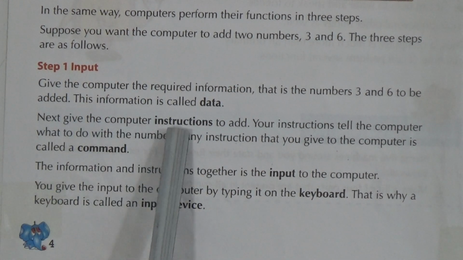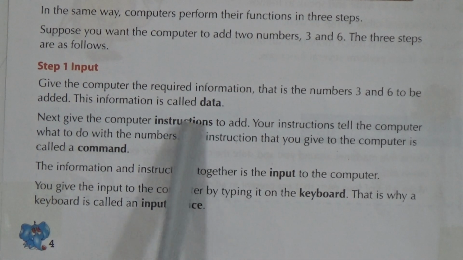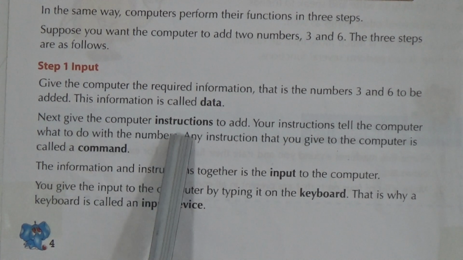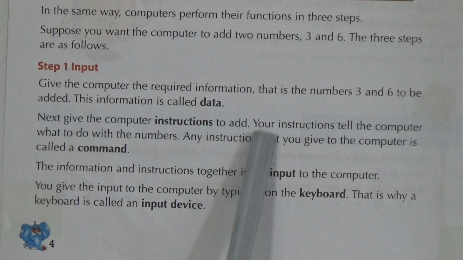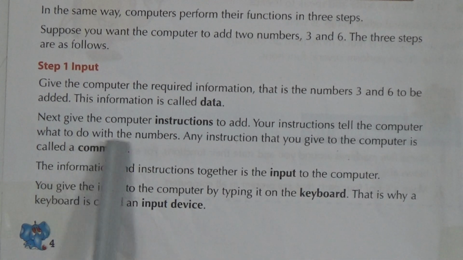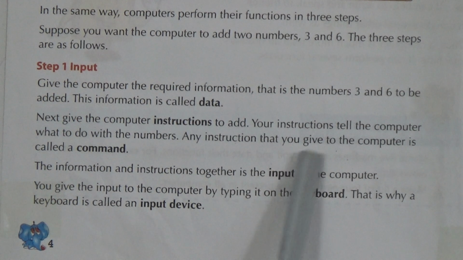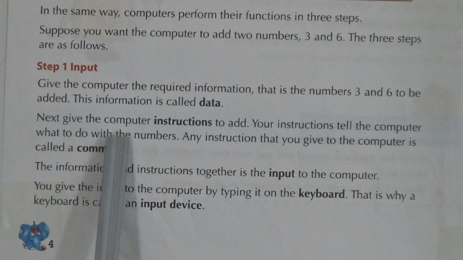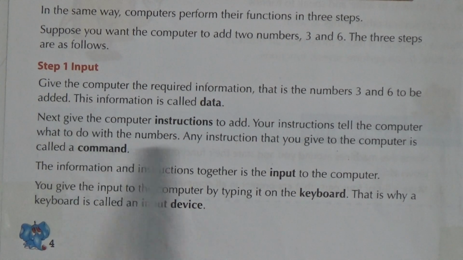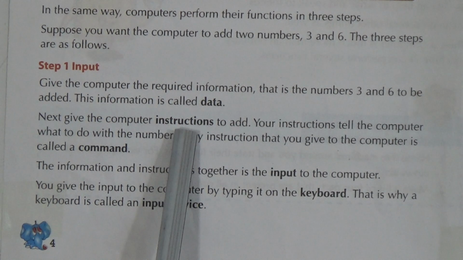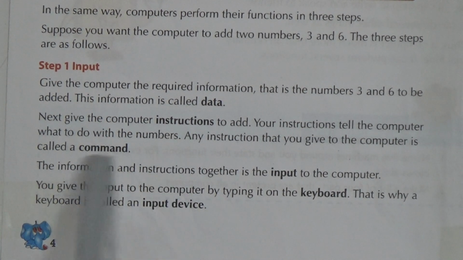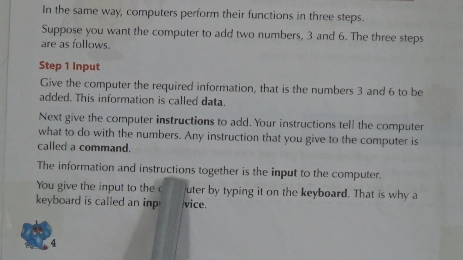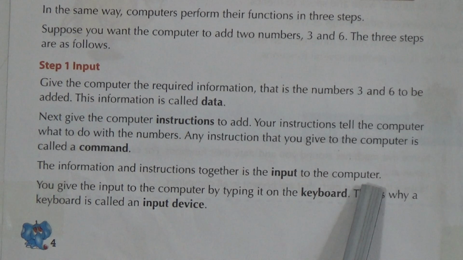Next, give the computer instructions to add. Our data is the numbers 3 and 6, but then we have to give the instructions for them to be added. Your instructions tell the computer what to do with the numbers. Any instruction that you give to the computer is called a command. So, in our input step, we have to give the data and then give the computer instructions, and that instructions is called command. The information and instructions together is the input to the computer.